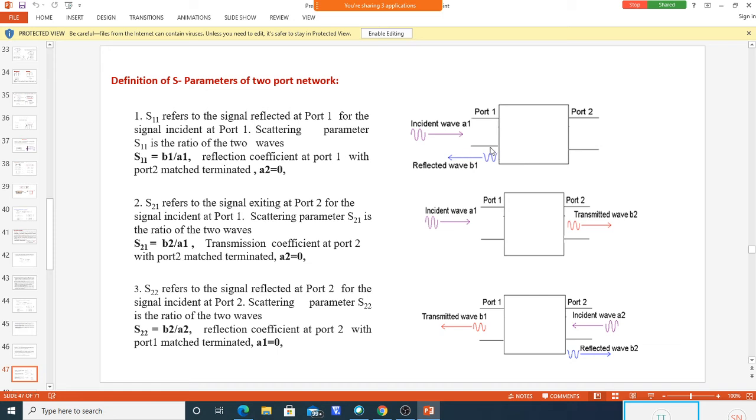That means the entire wave reflects back. So nothing is going through the two-port network. Whatever signal is incident over here, that entire signal reflects back. That means there is a full mismatch at the port here. For example, if it is a load, then if there is a mismatch, the entire wave will reflect back.